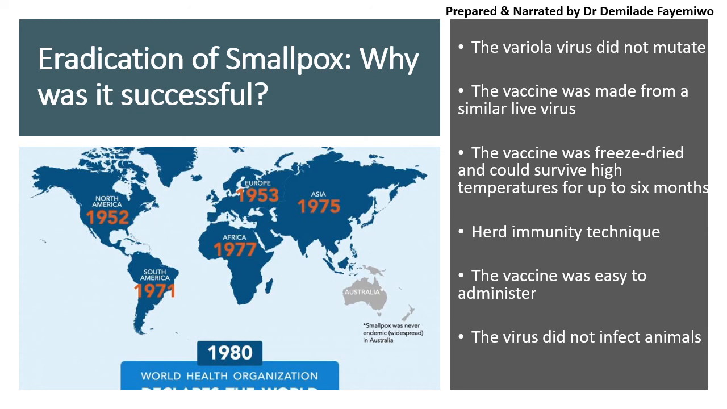The vaccine was also very easy to administer, and it did not infect animals, because sometimes when a vaccine crosses over and starts to infect animals, that creates a different set of problems for the people conducting the vaccinations, because it might mutate and become some other kind of virus that they can't recognize.